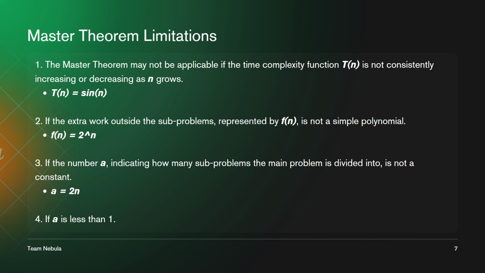And here's one more. If a is actually less than 1, well, the master theorem isn't designed to handle those situations either. It is meant for cases where a is greater than or equal to 1. So, while the master theorem is pretty cool for many situations, remember that it's not a superhero that can handle every problem out there. It has its limitations, and in those cases you might need to roll up your sleeves and use other methods to figure out your algorithm's time complexity.